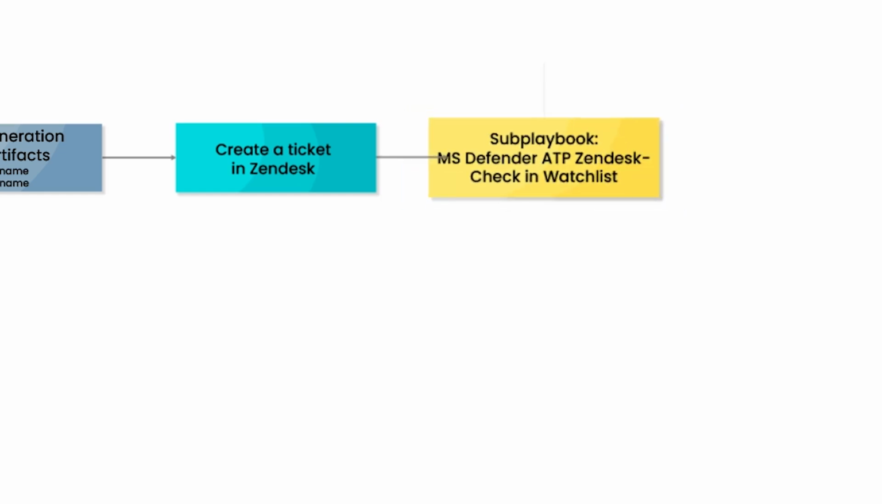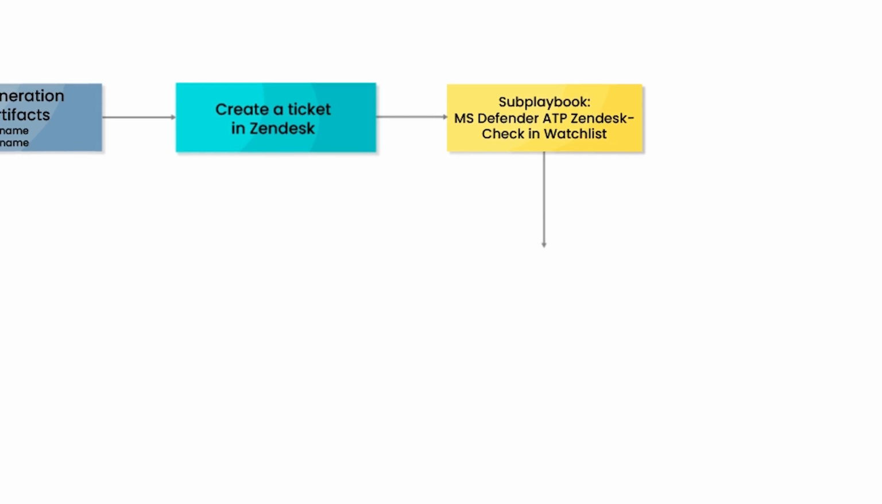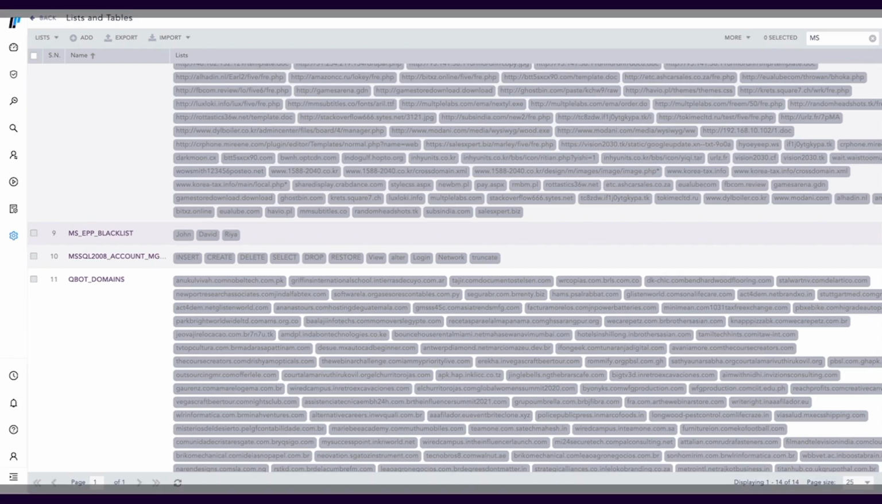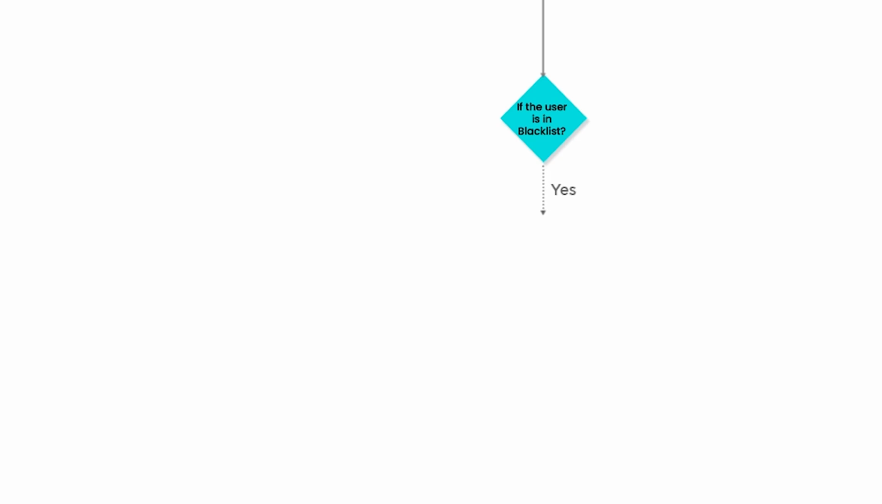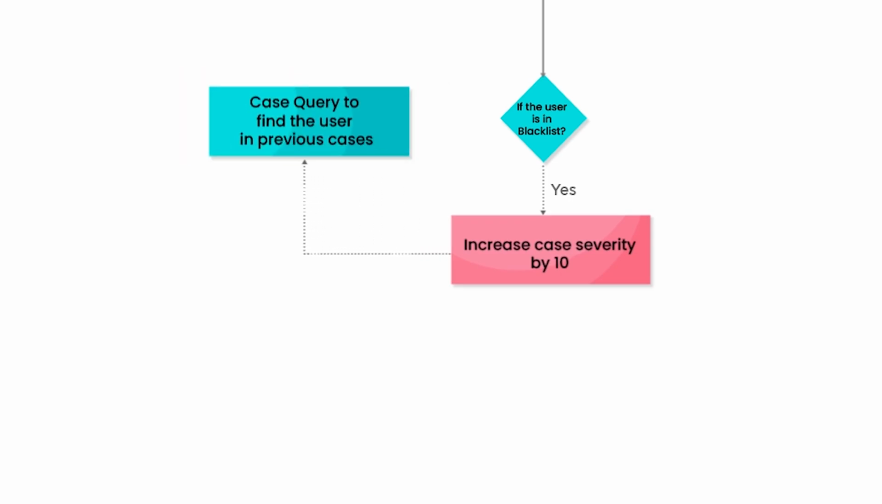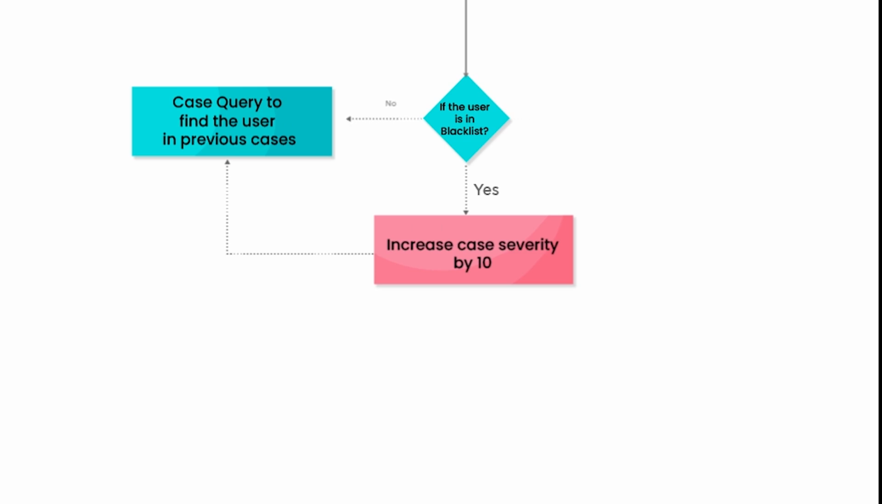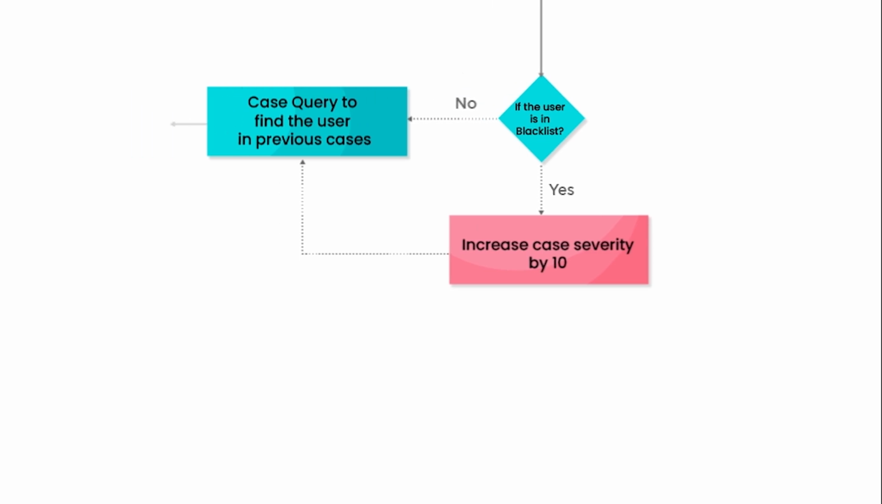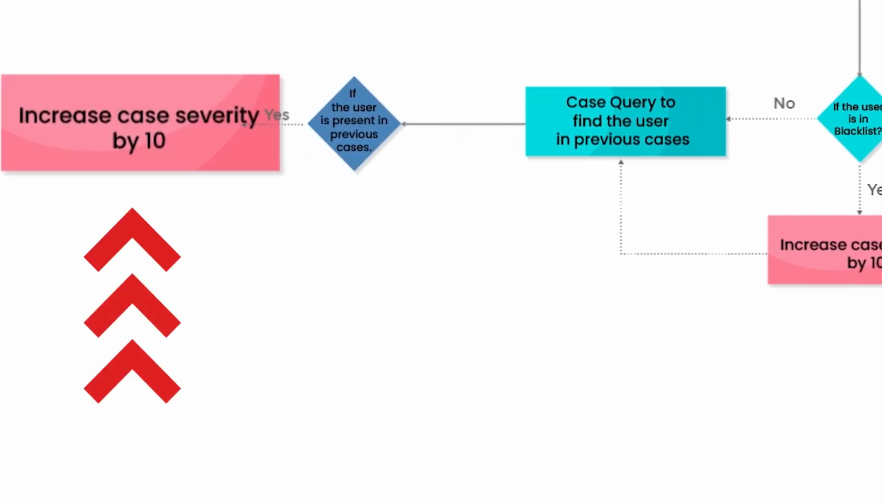Next, the main playbook calls the sub-playbook, MS Defender ATP Zendesk check-in watch list, to check if the user Myra is on the blacklist maintained in LogPoint. If the user is on the blacklist, the case severity is increased by 10. Additionally, the user's presence in previous cases is checked. If found in earlier critical cases, the severity is further increased by 10. If the user is not on the blacklist, the playbook only searches for the user's presence in previous cases. If found, the case severity is increased by 10.